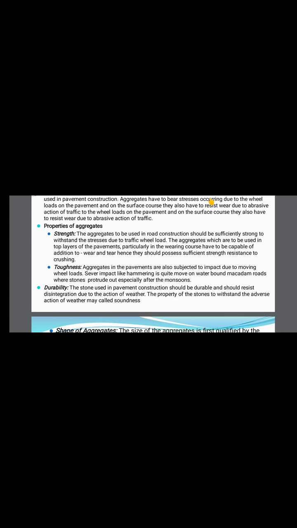Okay, and the aggregates which are to be used in the top layers of pavements, and particularly in wearing courses, have to be capable of resisting wear and tear, hence they should possess sufficient strength and resistance to crushing. Whatever aggregates we are using must have sufficient strength to carry the loads and to resist the wear and tear action. And the toughness. Aggregates in pavements are also subjected to impact due to the moving wheel loads.